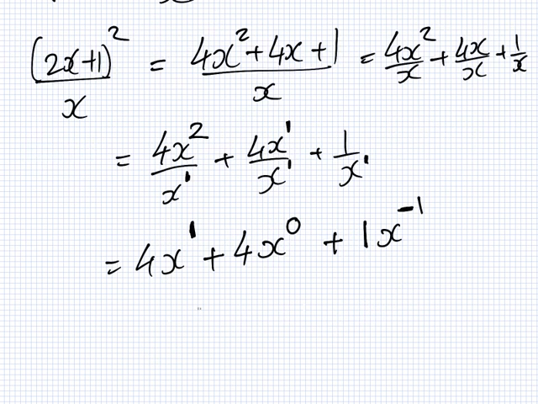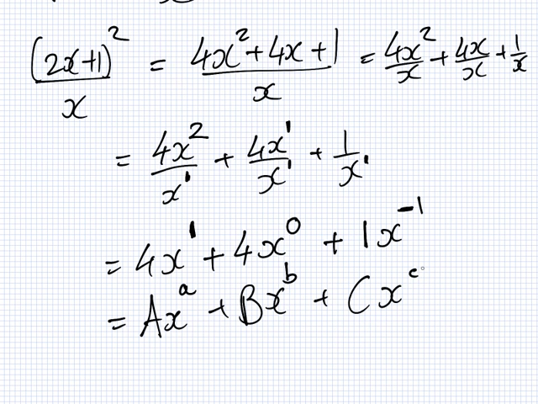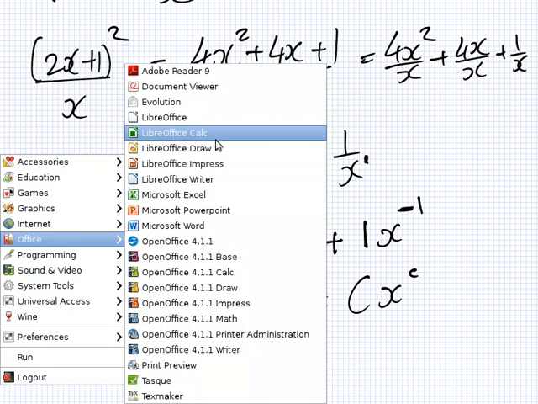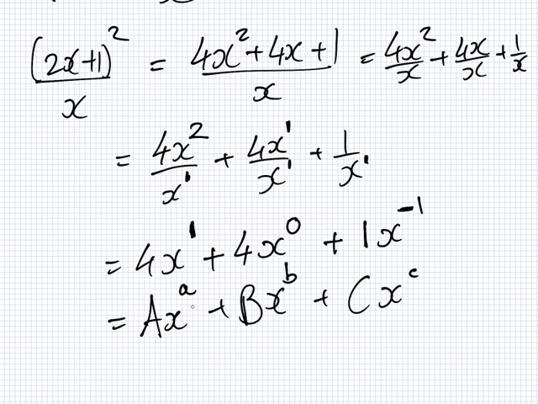So you've done it. This is now in the form of ax^a plus bx^b plus cx^c. Like this. You got this? Yeah. Okay, now time to have a look at some graphs for this.